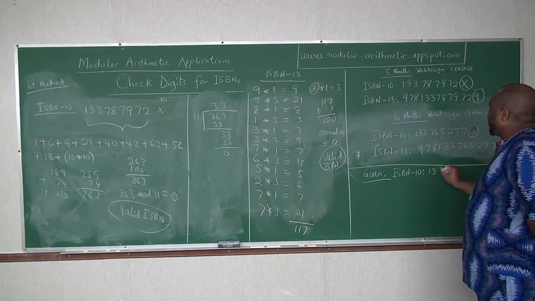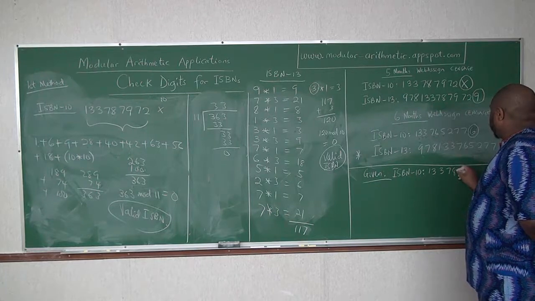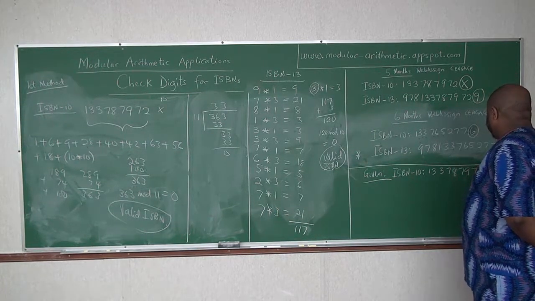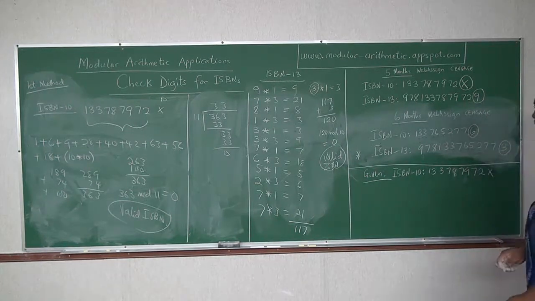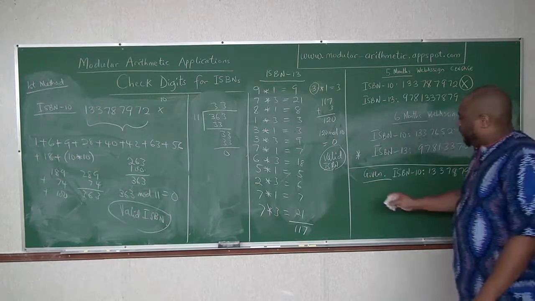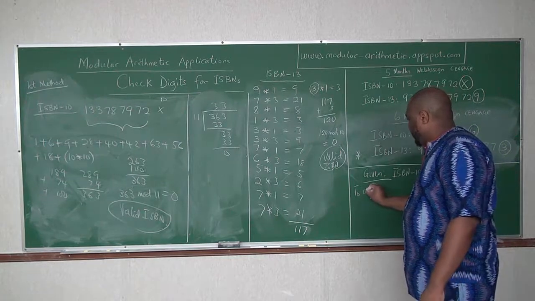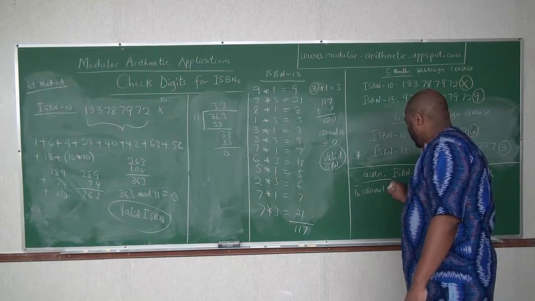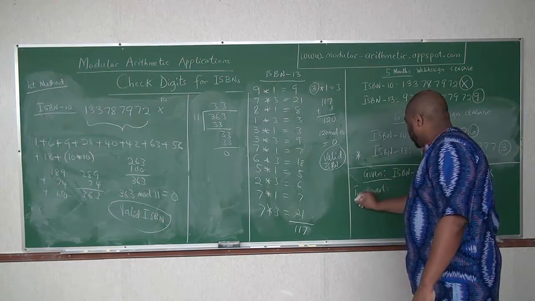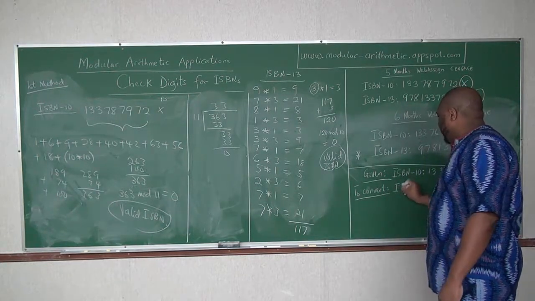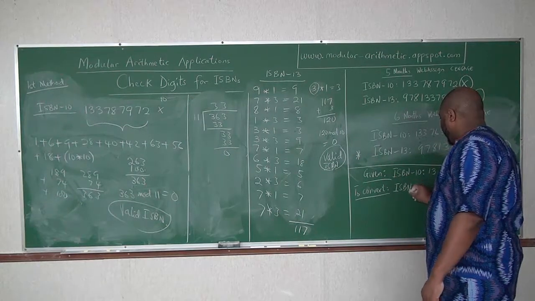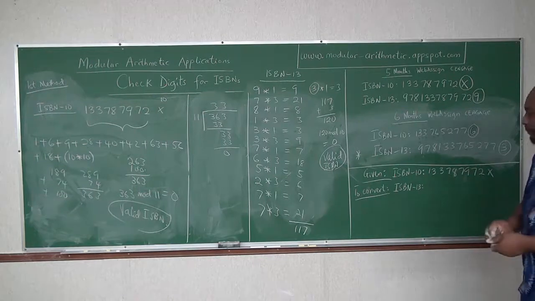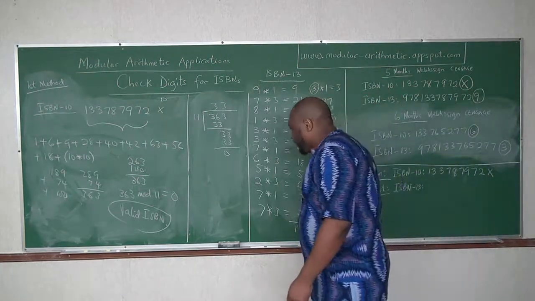1, 3, 3, 7, 8, 7, 8, 7, 9, 7, 2, X. And we want to convert to ISBN-13. So, look, I want to show you something.